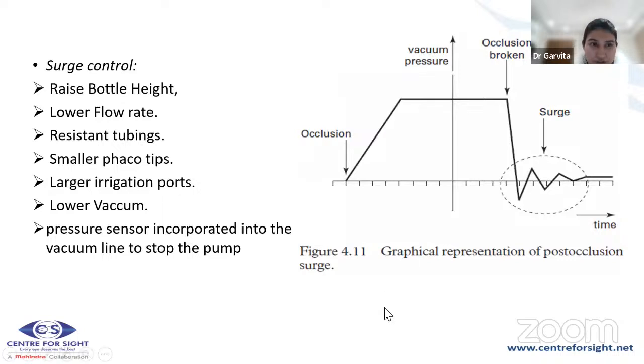How do you control surge? There are a few measures you can take from the point of occlusion to the rise of vacuum to the point of occlusion break followed by surge. This can be: raise the bottle height so that there is more inflow of fluid, lower the flow rate, use resistant tubings, use smaller phaco tips so that the fluid aspirated is less, use larger irrigation ports and lower your vacuum settings. Some machines also offer pressure sensors that are incorporated into the vacuum line to stop the pump as soon as the machine experiences a surge or occlusion.